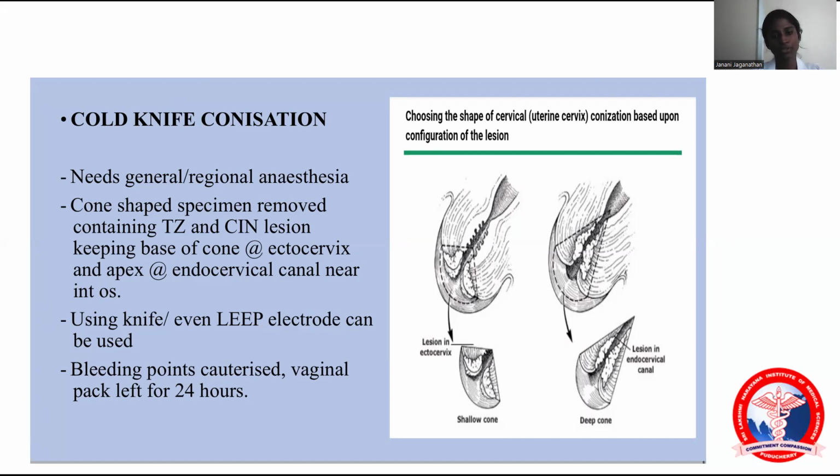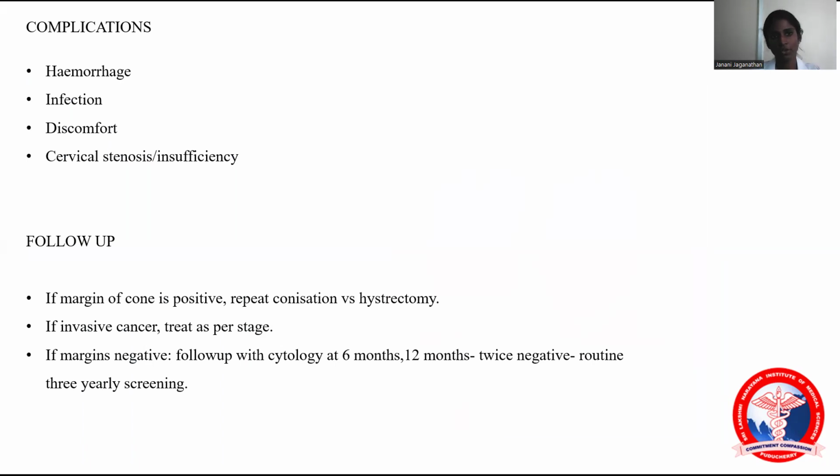Bleeding points after the procedure will be cauterized and a vaginal pack will be left for 24 hours. The main advantage of conization is that it is both diagnostic as well as therapeutic. The most important thing is to choose the shape and size of the cervical conization based upon the configuration of the lesion. Complications of all these ablative and excisional procedures are hemorrhage, infection, discomfort, cervical stenosis or cervical insufficiency, more commonly seen with conization. Both diagnostic as well as therapeutic conization can lead to cervical stenosis or cervical insufficiency.